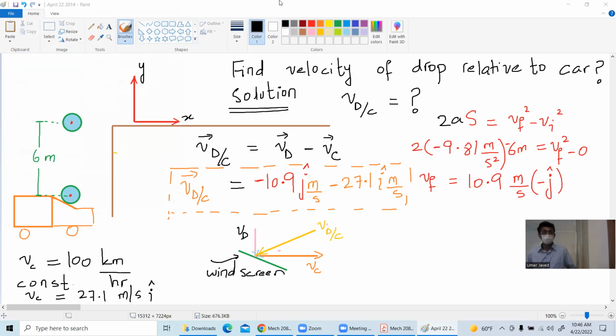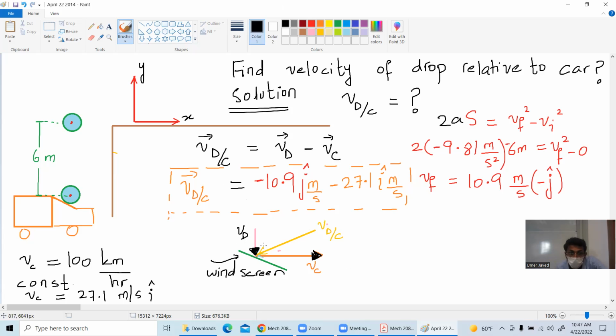Then what is the direction of VD? Velocity of drop? Downward. The ball is coming downward. One minute, I will do it like this. The velocity of car is in this direction. Okay. And VD with respect to C is equal to VD minus VC.